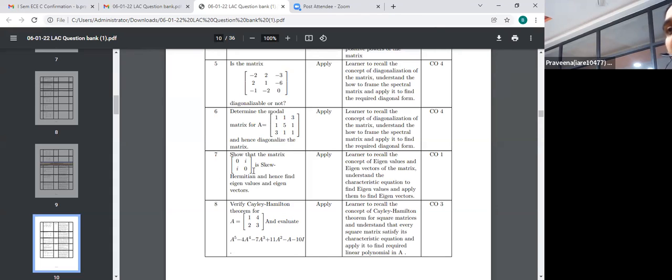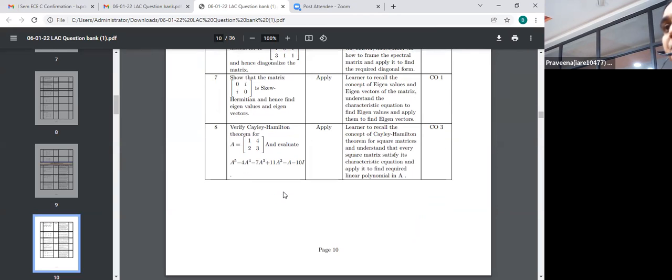First we have to verify whether it is skew Hermitian or not, and after that find the eigenvalues and eigenvectors for the seventh question. And the next, eighth question: verify the Cayley-Hamilton theorem for A equal to 1, 4, 2, 3 and evaluate A power 5 minus 4A power 4 minus 7A cube plus 11A square minus A minus 10I. How we find it is also there in your notebook, for the 2 by 2 matrix. Deduce the matrix as a linear polynomial.